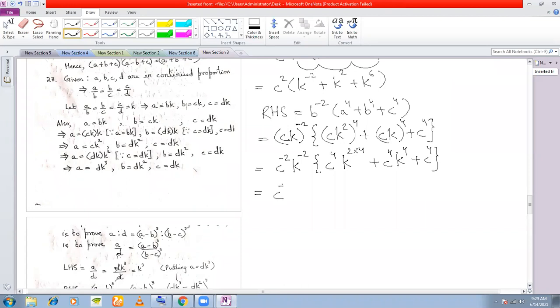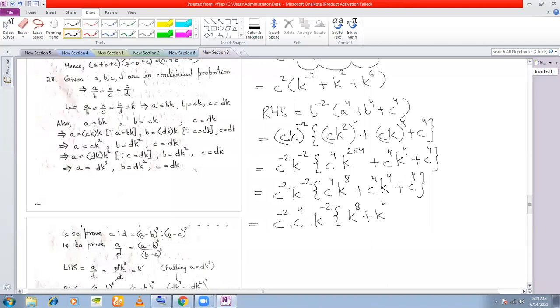which is equal to c to the power of minus 2, k to the power of minus 2, c to the power of 4, k to the power of 8, plus c to the power of 4, k to the power of 4, plus c to the power of 4. Now you can take c to the power of 4 out, c to the power of minus 2 into c to the power of 4 into k to the power of minus 2. Once you take c to the power of 4 out, you are left with k to the power of 8 plus k to the power of 4 plus 1.